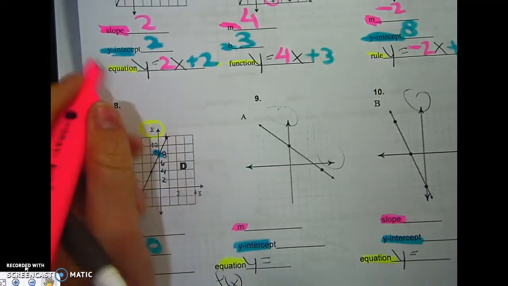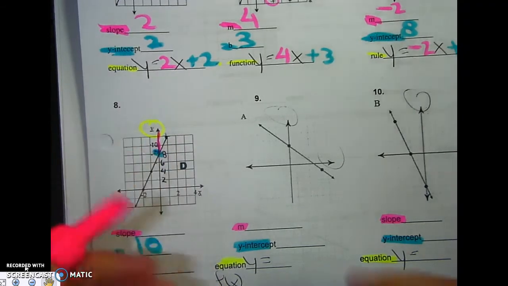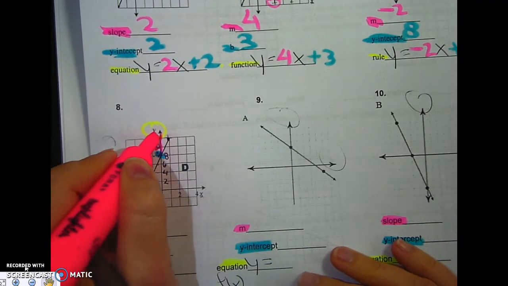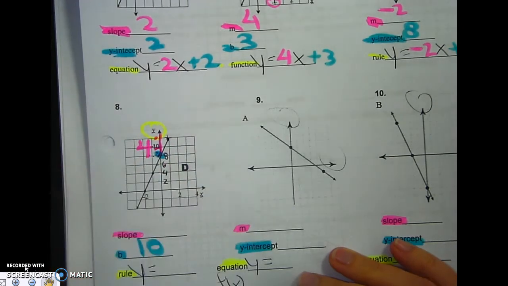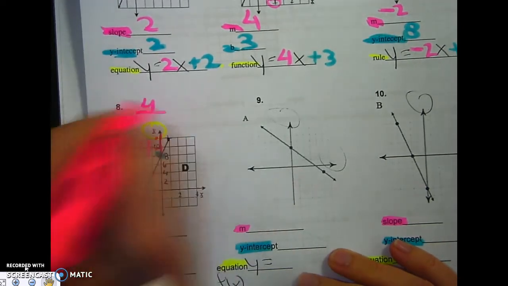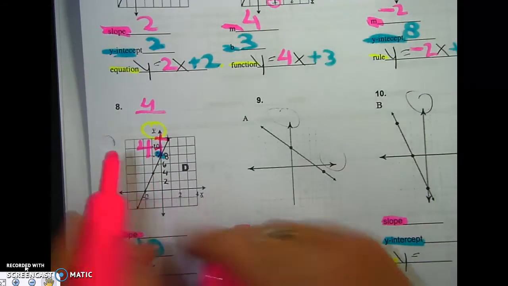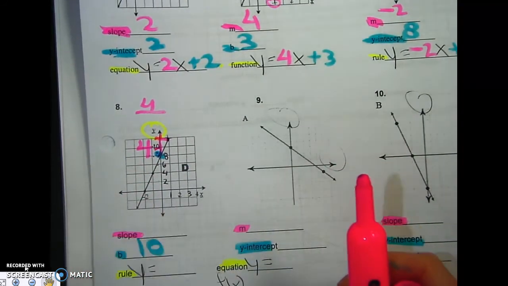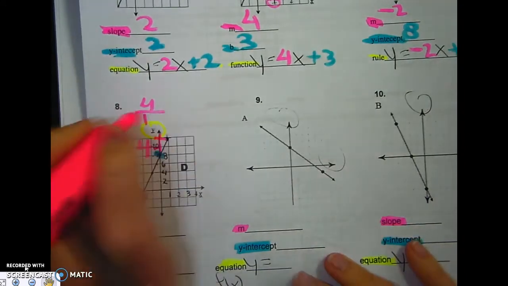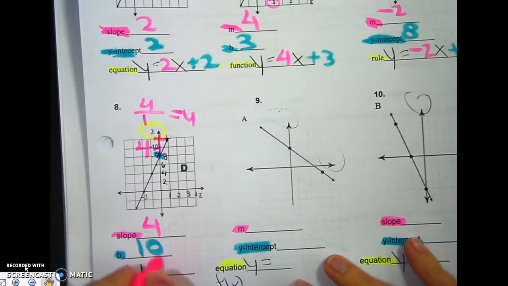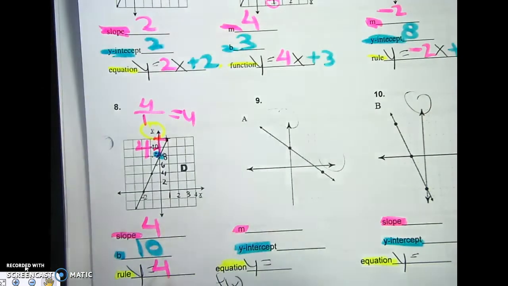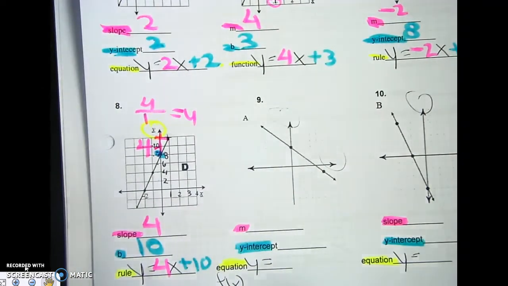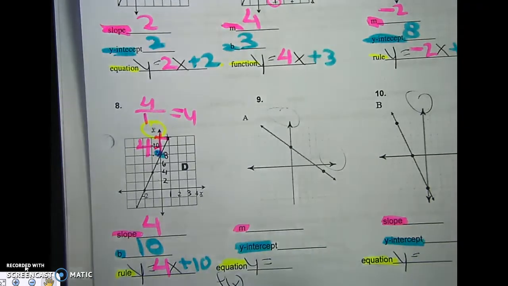So I can go up. Now it's not up 2, because every time you're going from 8 to 10, that's 2. And then 10 to 12, that's 2. That's a total of 4. So 4 is on top. And then I go to the right. Now this one's not going by 2s, because this is 1, 2, 3, 4. So I'm going right 1. 4 over 1 is 4. Write the equation. And I'm good. Okay?